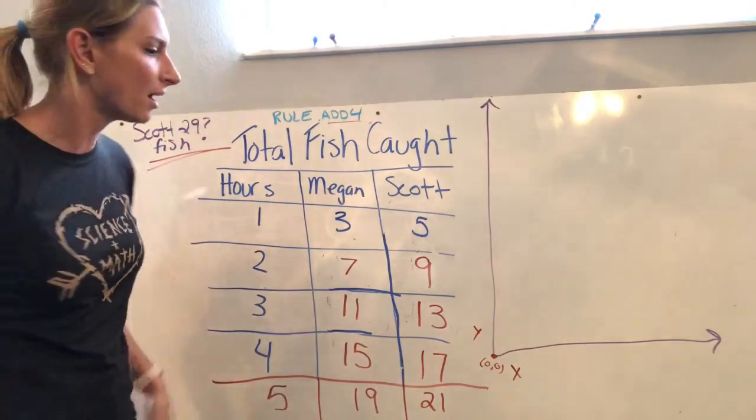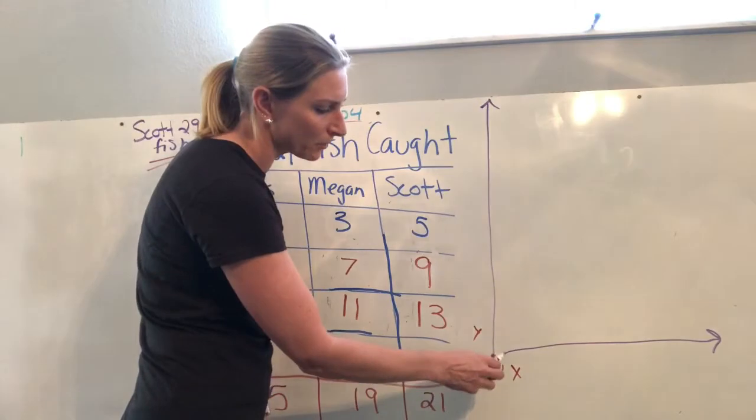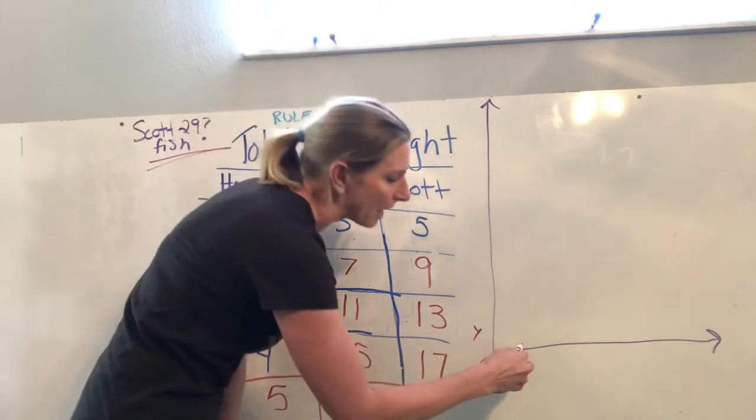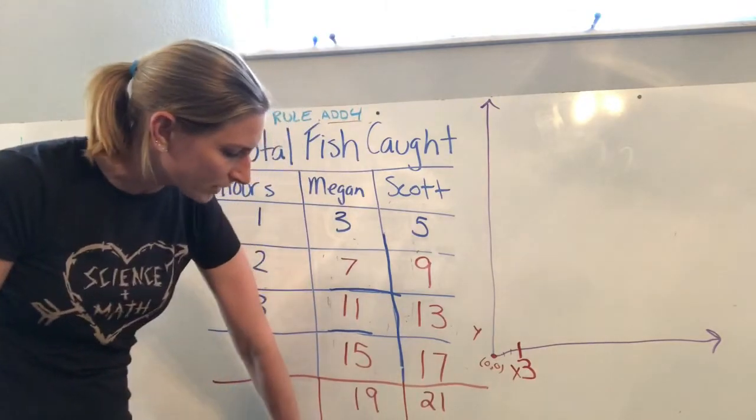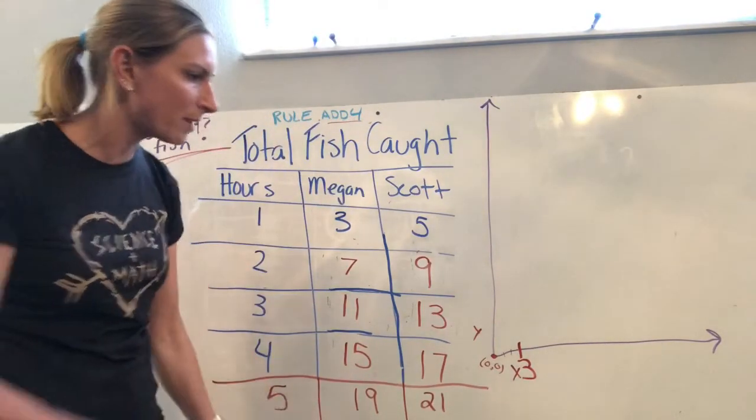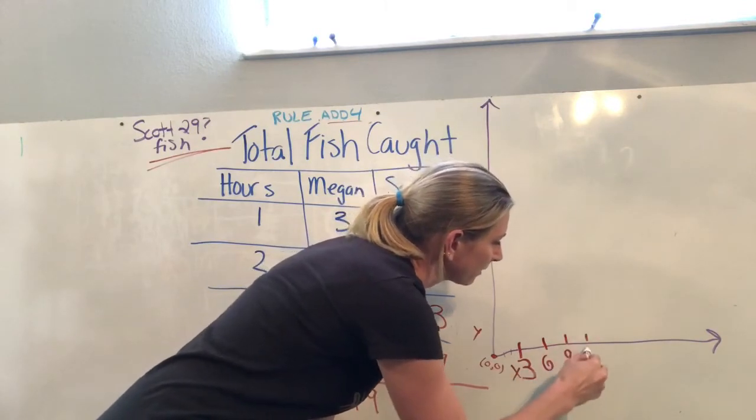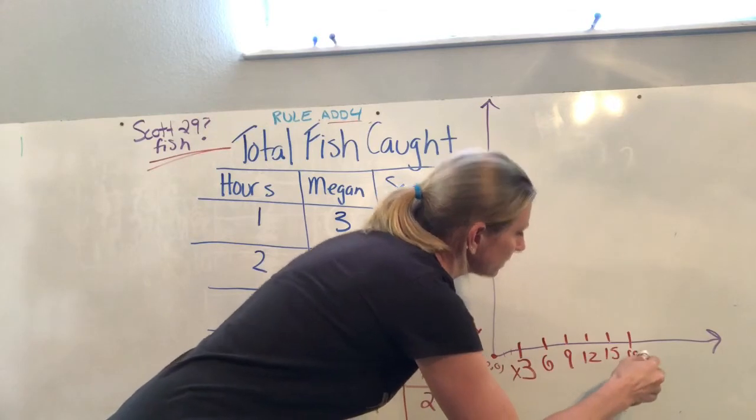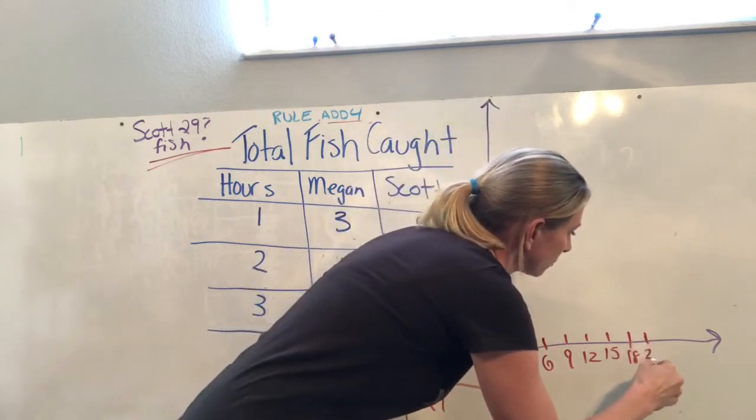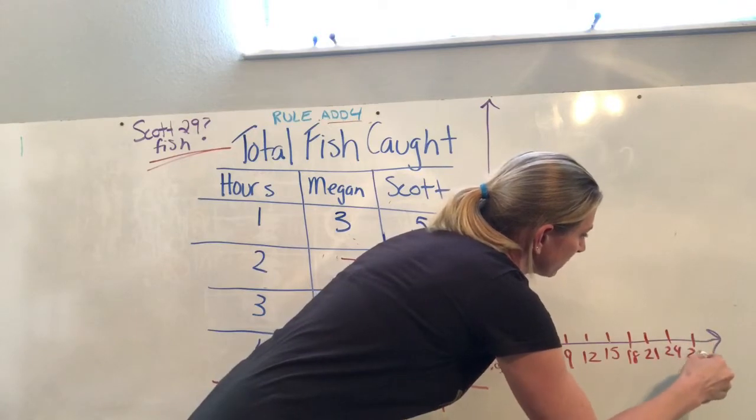So let me set that up. I'm going to come over here. I'm going to skip a little spot because I really have 1, 2, and then 3. So I have to get to at least 27 on my x-axis for Megan. So 3, 6, 9, 12, 15, 18, 21, 24, 27.